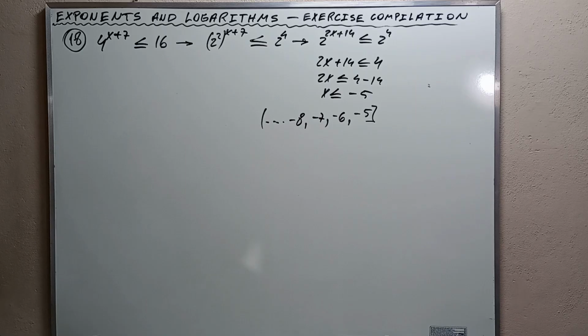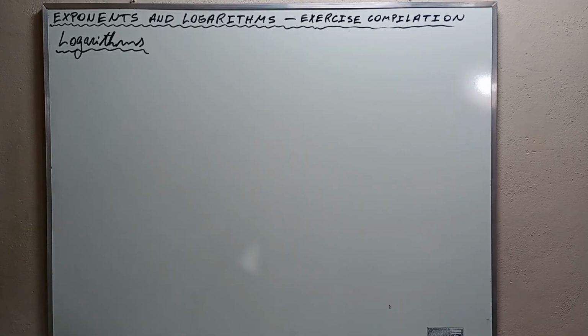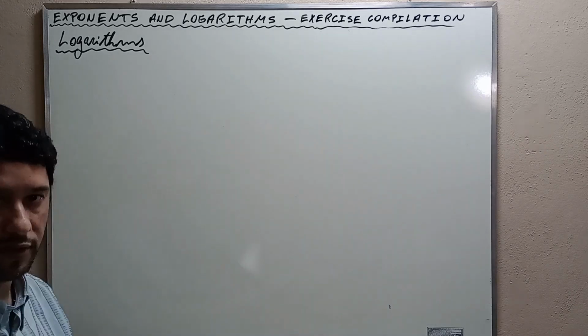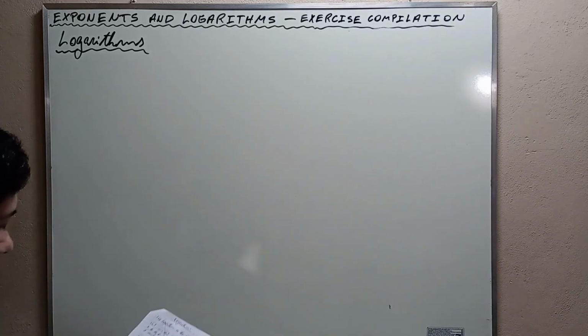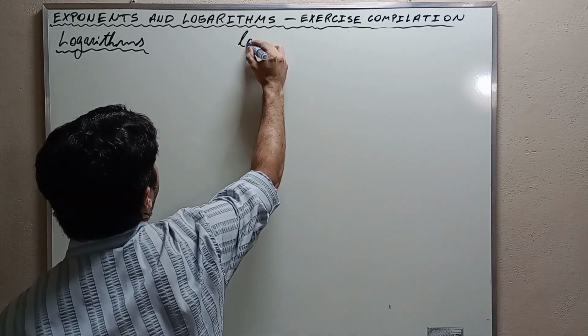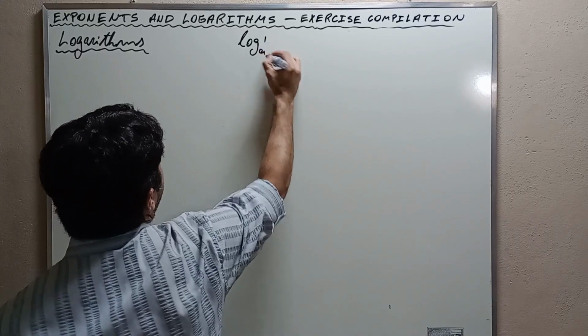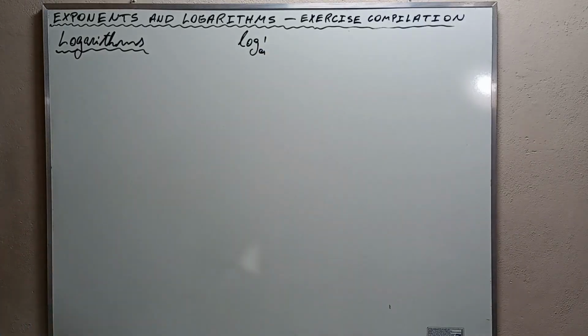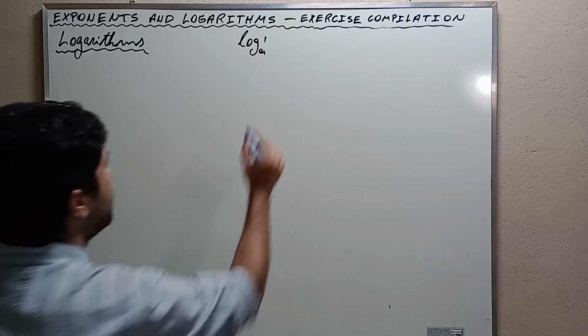Okay, my friends, and this is all for exponentiation. Let's talk about logarithms now. Let's begin the study of logarithm with some logarithmic identities. The first logarithmic identity that we are going to discuss is the logarithm of 1 in any base. The logarithm of 1 in any base is equal to 0.